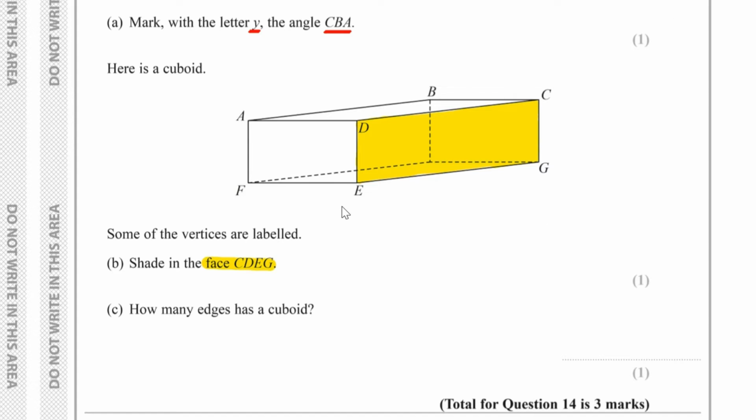Next, we have to see how many edges there are in this cuboid. Well, let's just count. We've got 1, 2, then we've got 3, 4, 5, 6, 7, 8, and then we've got 9, 10, 11, 12. We've got 12 edges.